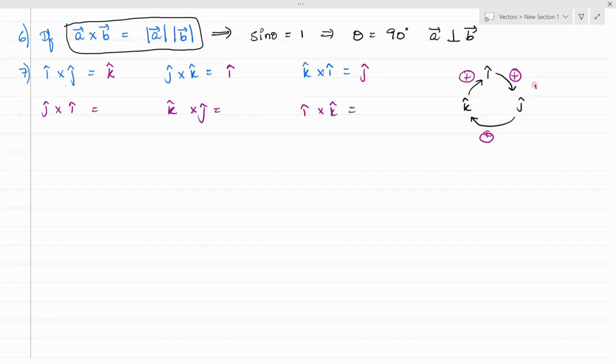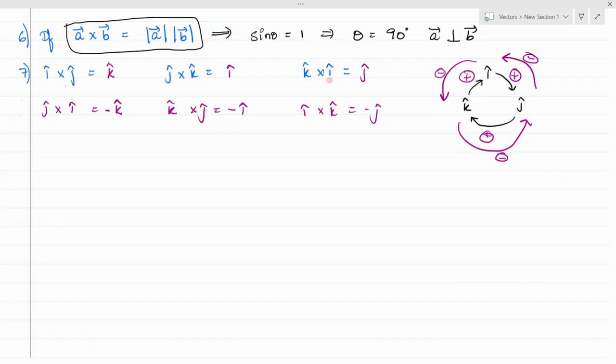See, here it is J cross I. Here k cap will be the answer, but negative comes because we are going anti-clockwise. So negative comes. Similarly, if you go K cross J, it becomes negative of I cap. Similarly, I cap cross K cap becomes negative of J cap. So this is a simple trick to remember these vectors when you do the cross product of two different vectors.